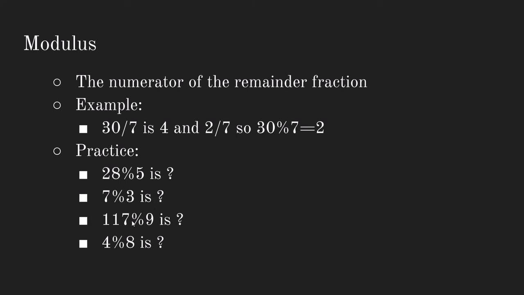117 modulus 9 is actually 0 because 117 is divisible by 9. So when the remainder is 0, the modulus is also 0. And here's a really important thing that you have to watch out for. If the value before the modulus, or the percent sign, is less than the value after the percent sign, that will also always result in a value of 0.